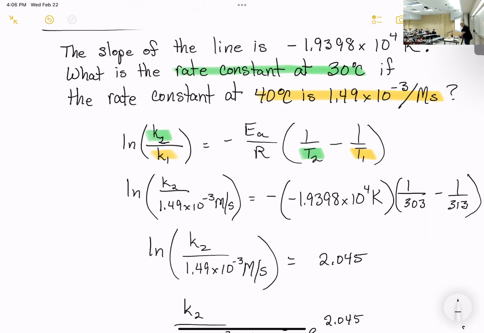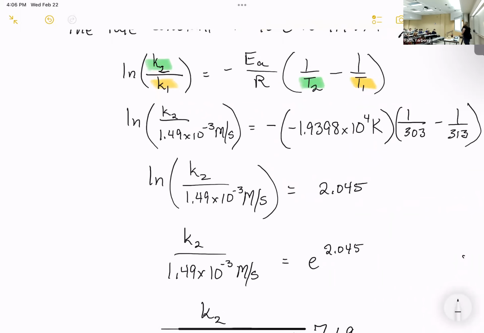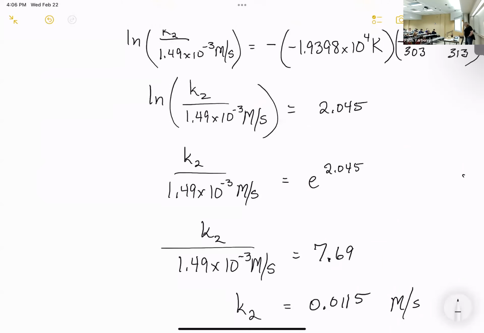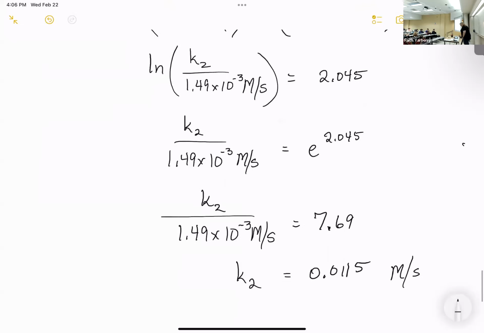To get rid of the natural log on the left-hand side, you take the exponential. So you get e to the 2.045 is equal to K2 over 1.49 times 10 to the minus 3. And e to the 2.045 is 7.69, which is equal to K2 over 1.49 times 10 to the minus 3. So when I multiplied the 7.69 by the 1.49 times 10 to the minus 3, I got 0.0115 for an answer.